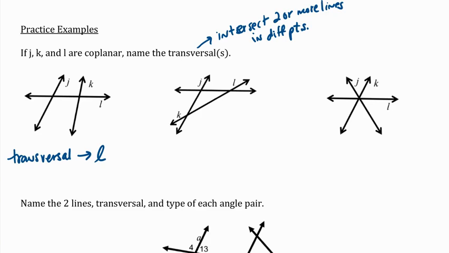Okay, our next picture, we've got J, K, and L. And this time, if I look at it, well, L intersects both J and K, sorry, and then J intersects both K and L. And then our last one here, K, intersects both J and L. So all three of those lines are transversals in that case because all of the lines intersect the other lines in different points. Right? So all are transversals.